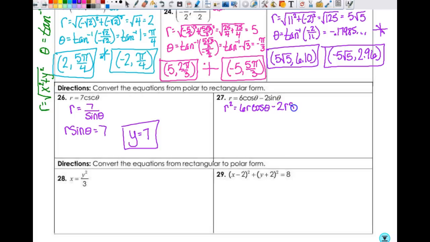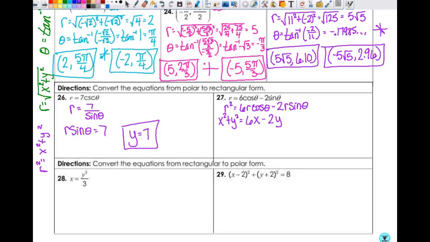this will give me r squared equals 6r cosine theta minus 2r sine theta. So r squared, since r is this, I also know that r squared is equal to x squared plus y squared. That means I get x squared plus y squared equals 6x minus 2y. Well, r cosine theta is x, and 2r sine theta is 2y.